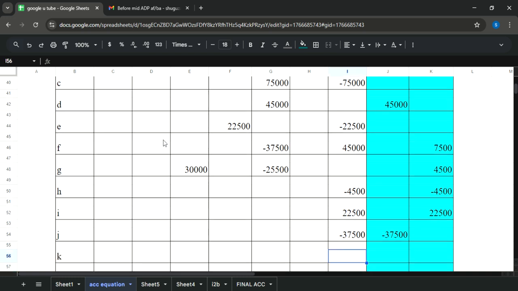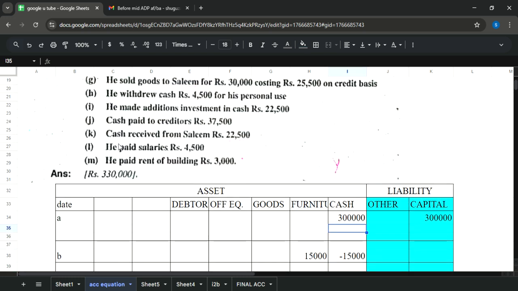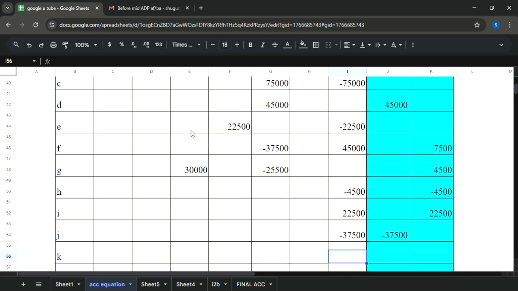Now we will see what K entry is saying. Cash received from Salim. So here, look at here. He sold goods to Salim. Salim was the person to whom goods were sold. Amount was receivable. He was your debtor. He was your asset. Now you have received cash. Cash is coming in. So you will go to cash column and mention 22,500. That means cash is coming in.